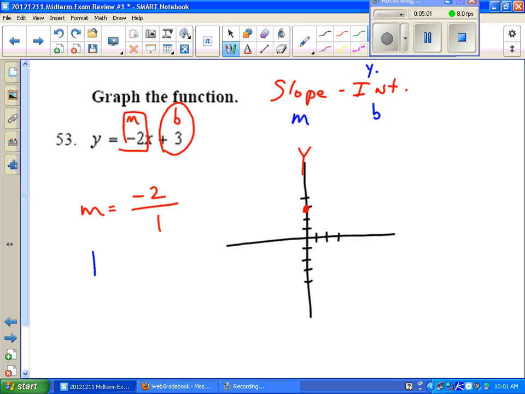Remember, slope tells you to either go up or down. If you go up, it'll be positive. If you go down, it'll be negative. And that bottom number tells you to either go left or right. If it's negative, you go left. If it's positive, you go right.